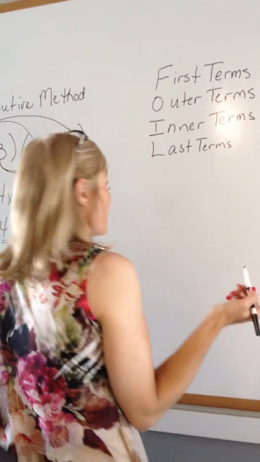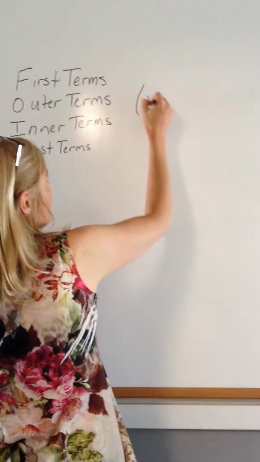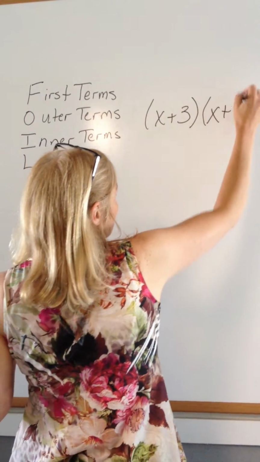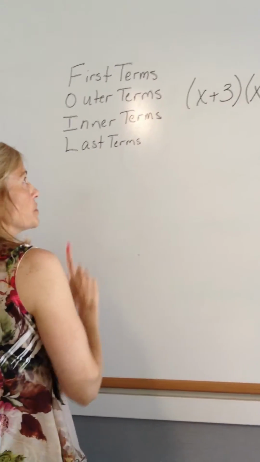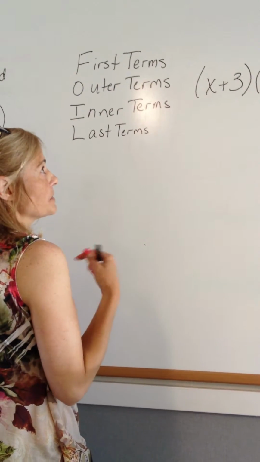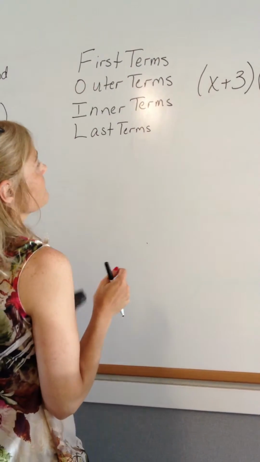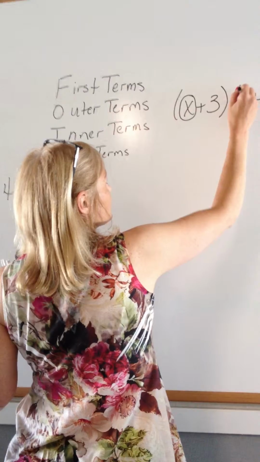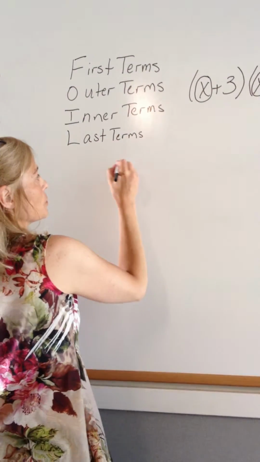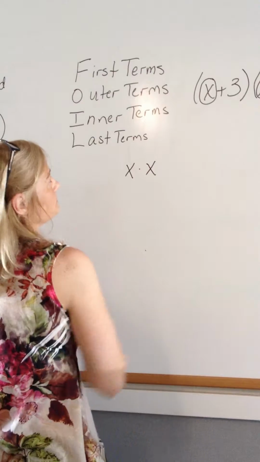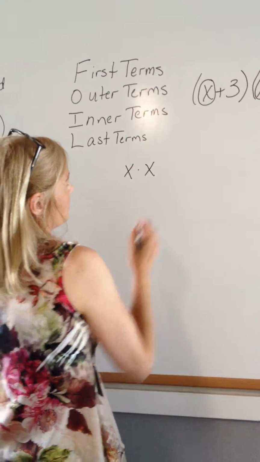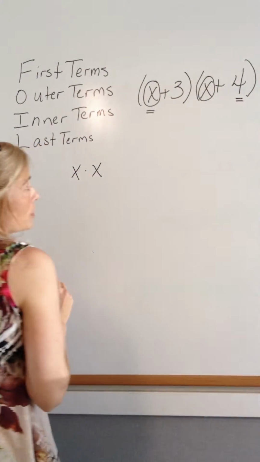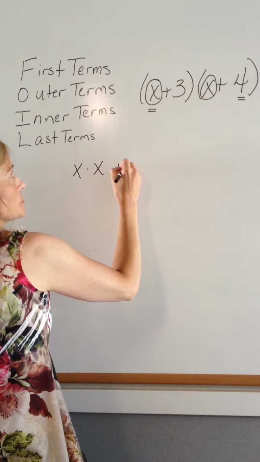And now we're going to use the same two binomials. We're going to use the x plus 3 and the x plus 4. Because I'm going to show you no matter which method we use, we are going to end up with the same answer. So we look at it, the first terms. Well, what are the first terms in the two binomials? x and x. So we multiply them together. We have x times x. The outer terms. The outer terms are the x and the 4. So x times 4.